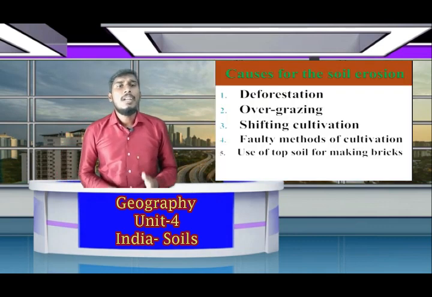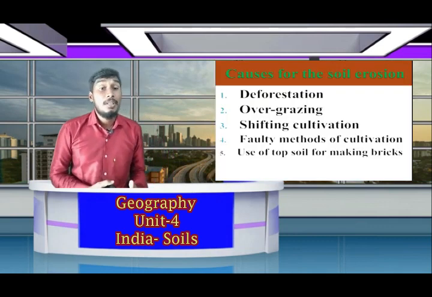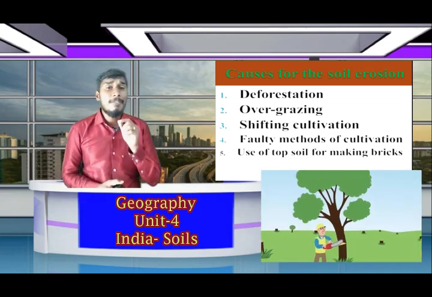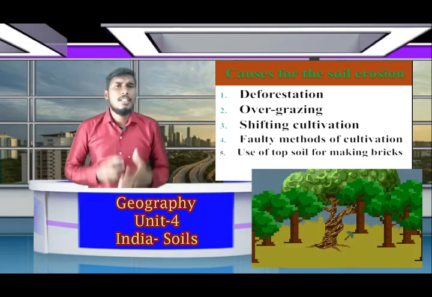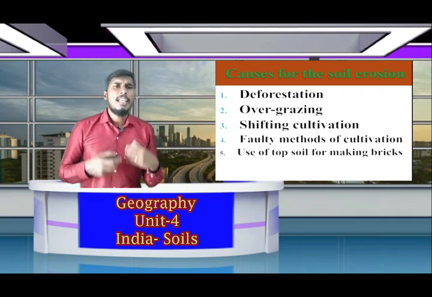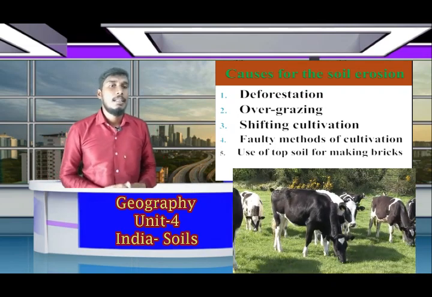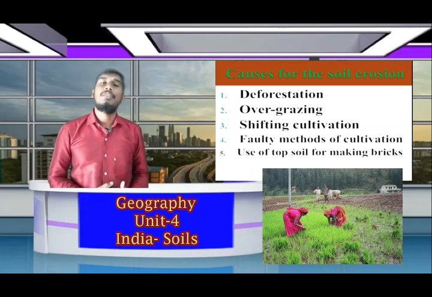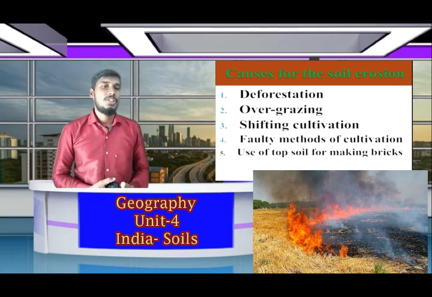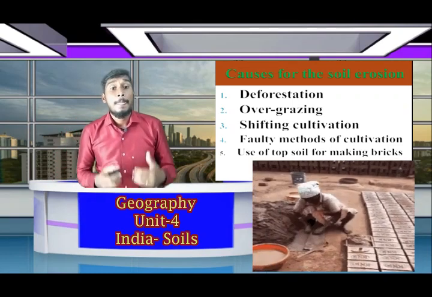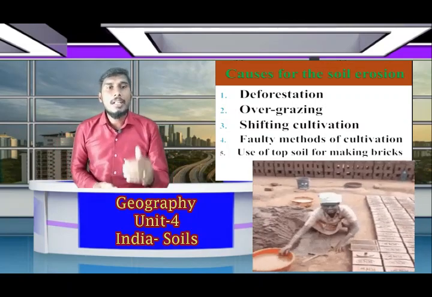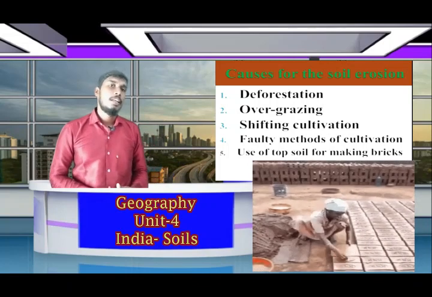Dear children, now let us see our second topic, that is causes for the soil erosion. The first cause is deforestation. Second one is overgrazing. And third one is shifting cultivation. And the fourth one is faulty method of cultivation. And the fifth one is use of topsoil for making bricks. These are the causes for soil erosion.